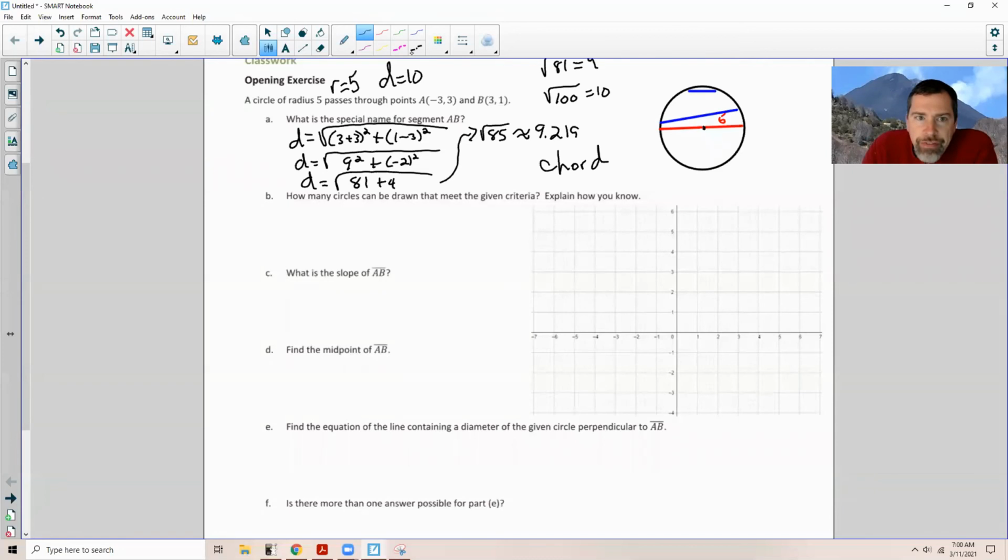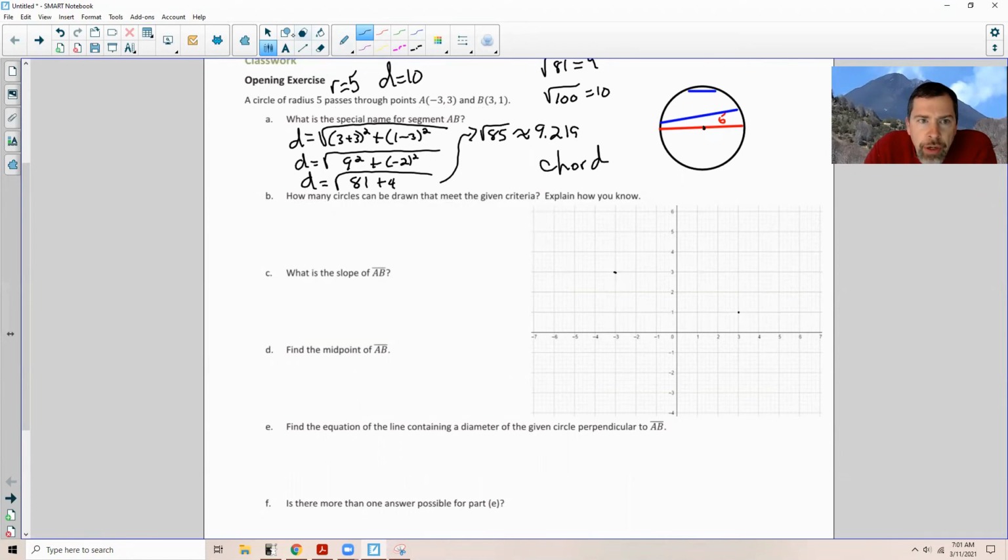Okay, so I brought a graph in just to explain this. It says how many circles can be drawn that meet the given criteria. Explain how you know. Well, the given criteria is a circle with radius 5, and it's going through the points negative 3, 3, and 3, 1. So if I put a point at negative 3, 3, that is right here, and 3, 1 is right here.